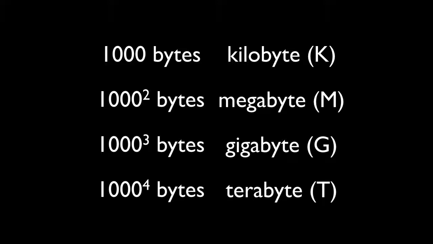If you have 1,000 bytes, you have a kilobyte. The prefix is kilo for 1,000. If you have 1,000 squared bytes, or 1,000,000 bytes, you have a megabyte. If you have 1,000 cubed bytes, you have a gigabyte. If you have 1,000 to the 4th bytes, or 1,000,000,000,000 bytes, you have a terabyte. Everybody familiar with these things? Probably heard these terms before.